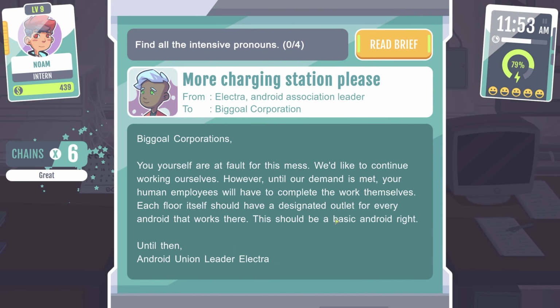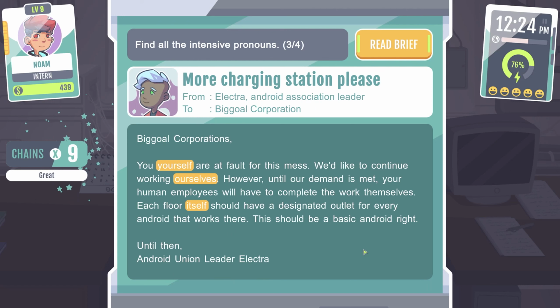More charging station, please. Okay, find all the intensive pronouns. So intensive are the ones that are, so like this one, you yourself. You yourself are at fault for this mess. We'd like to continue working ourselves. However, until our demand is met, your human employees will have to complete the work themselves. Each floor itself should have a designated outlet for every android that works there. This should be a basic android right. Until then, Android Union Leader, Electra.